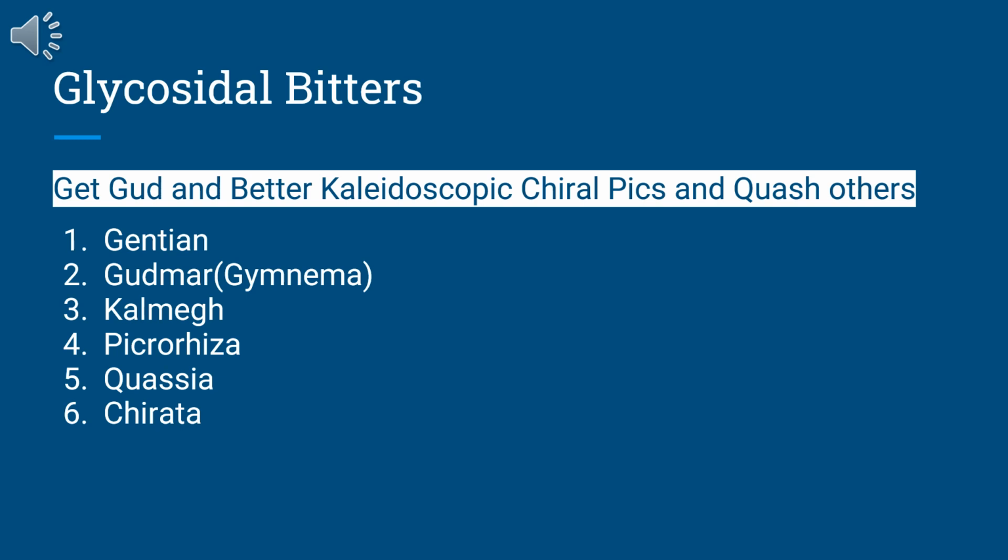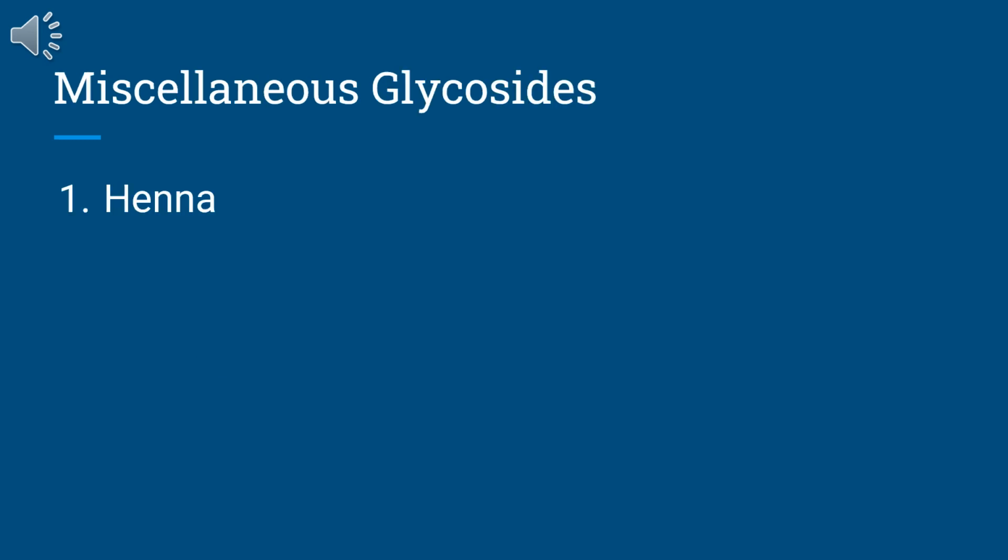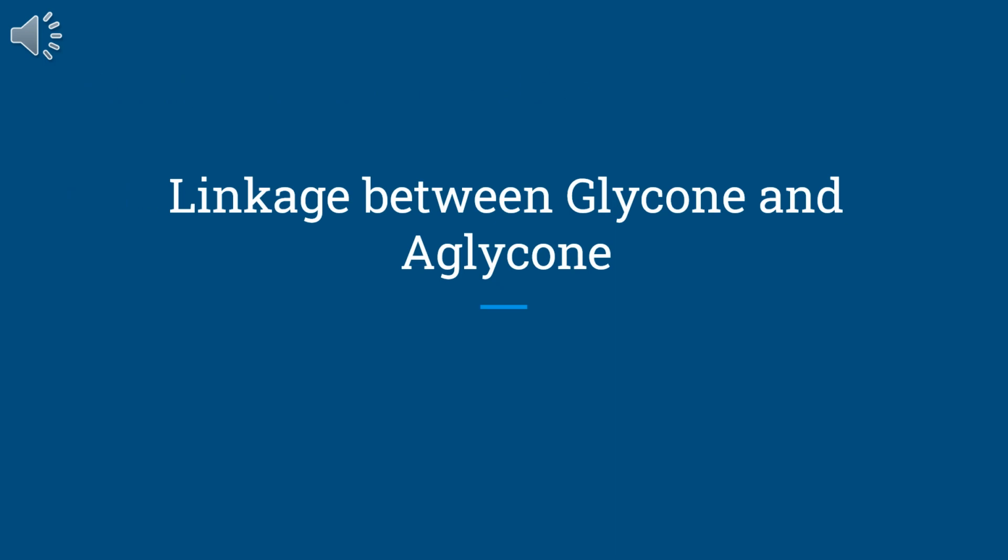Get is for gentian. It starts with GE. Good is for Gudmar. Gudmar is otherwise known as gymnema. Better denotes bitters. Kaleidoscope. It starts with KAL. Kalmegh also starts with KAL. Chiral starts with CHI, which denotes chirata. Pix denotes picrorhiza. Quash denotes quassia. Finally, miscellaneous glycosides. The example is henna.